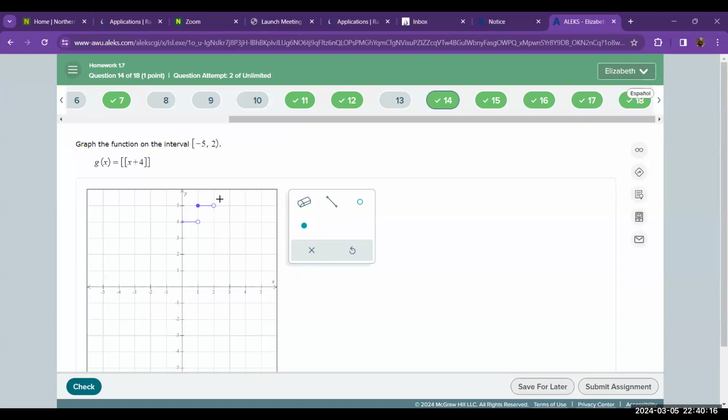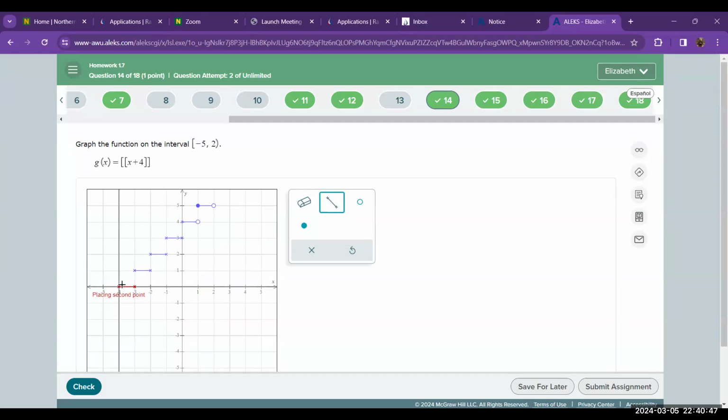Okay? Oh, that should be a line. Okay. So you can see the pattern, and I'm at 2 now, which is where it wanted me to stop. And it had a parenthesis, which means it doesn't want me to actually hit 2, and that's fine because I have an open circle there. So it worked out fine. So I'm just going to continue this pattern until I get to where x would equal 5.